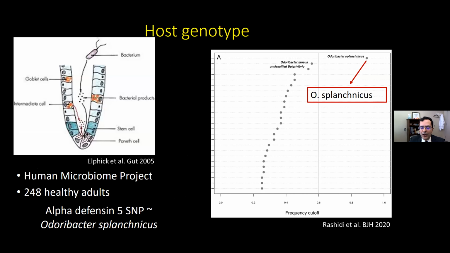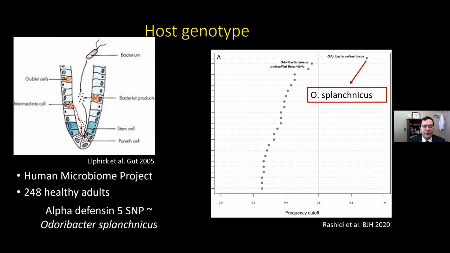So what causes dysbiosis? I'll just try to spend a couple of minutes on this. We looked at the host genotype in transplant patients because they are more or less similar to our leukemia patients. But what I'm going to show you here is actually data from 250 healthy adults in the Human Microbiome Project. We show that a single nucleotide polymorphism in alpha defensin 5, a host SNP, is associated with altered levels of Odoribacter splanchnicus, an obligate anaerobe in the gut of these healthy individuals.